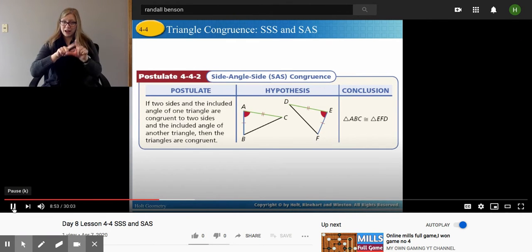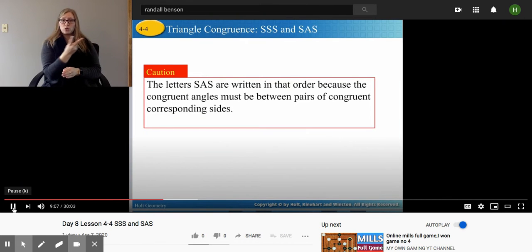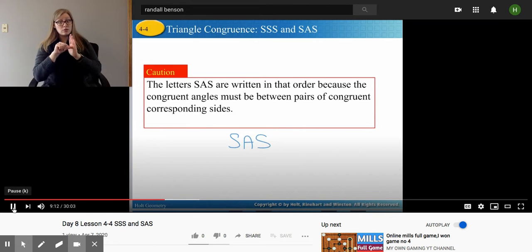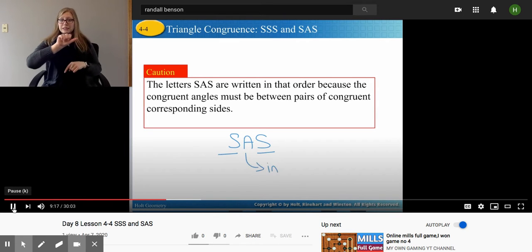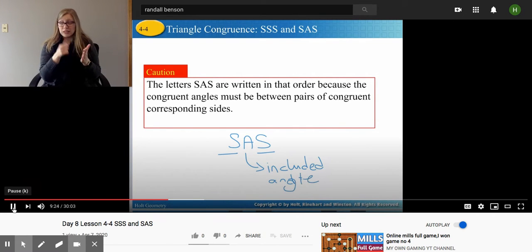And if that's true, if you can have the side, the angle in between, and then the adjacent side congruent to the side, the angle in between, and the adjacent side of another triangle, then you know the two triangles are congruent. So again, to emphasize, the order is really important. That angle has to be between the two sides. It has to be the included angle. Otherwise, it's not true.